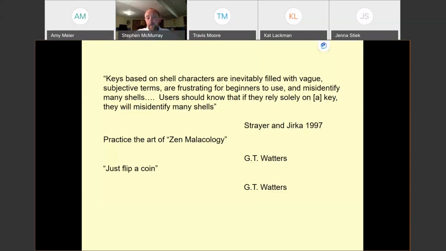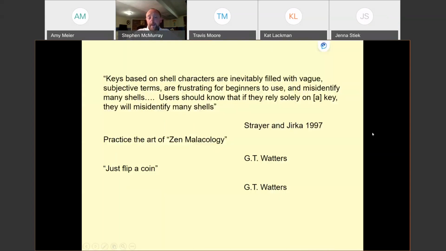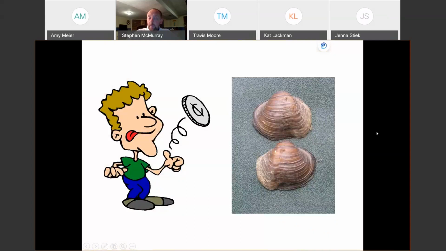And I did see a question pop up on my chat. I'm not going to go back to those two, but I am going to go through characteristics that you can use to identify shells. So hopefully some of you took your assignment from Travis to heart, and you actually were able to get out and pick up some shells as we go through some characteristics. So, oh, or just flip a coin. I got ahead of myself there. Really, just flip a coin.